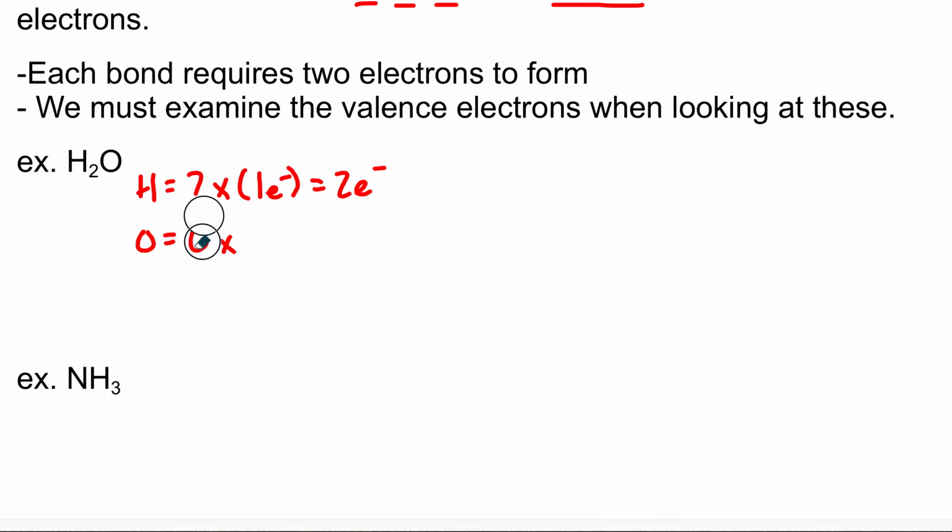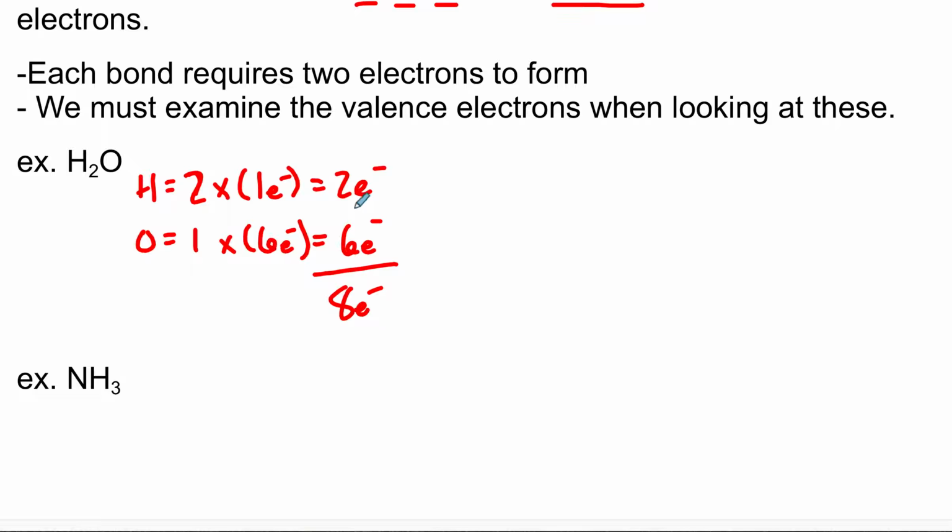I'm going to have 1 oxygen. Might as well keep it the same way each time, so we're going to have the number of atoms first. So I have oxygen, I have 1 of them, and I'm going to have 6 valence electrons. Just remember, looking at your periodic table, oxygen is 6 positions over to the right, and that's going to give me 6 here. So I'll have a total of 8 electrons altogether.